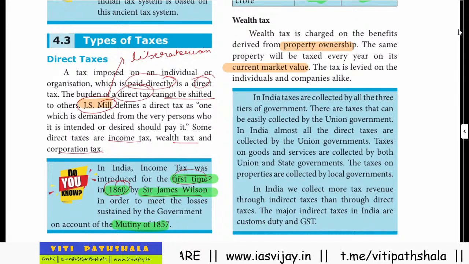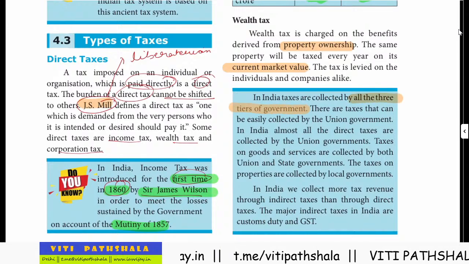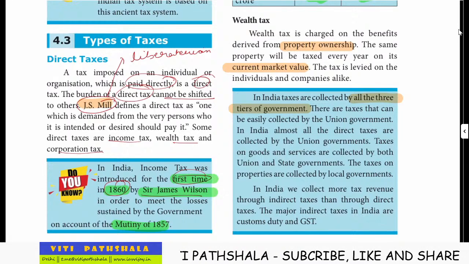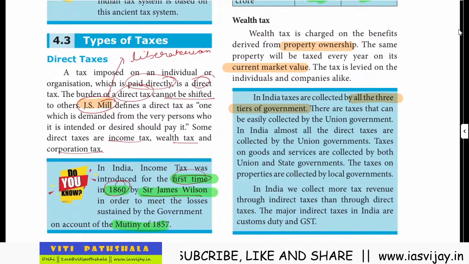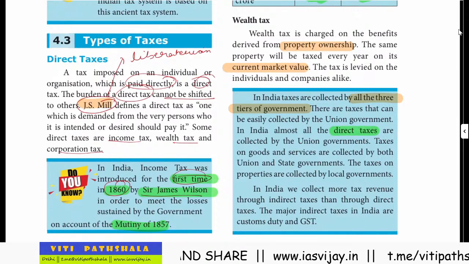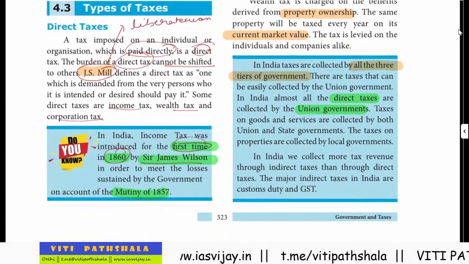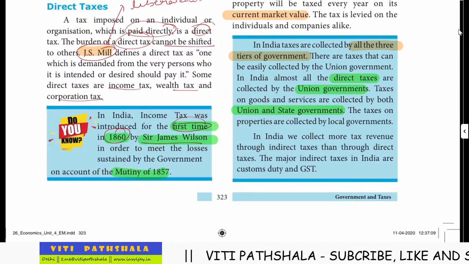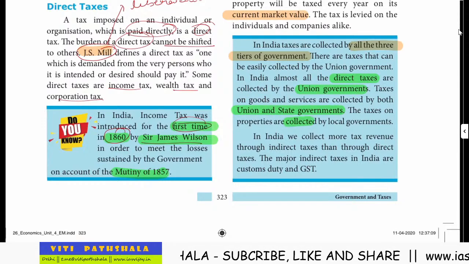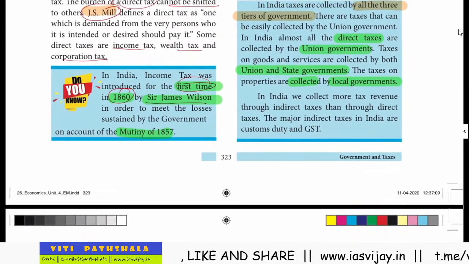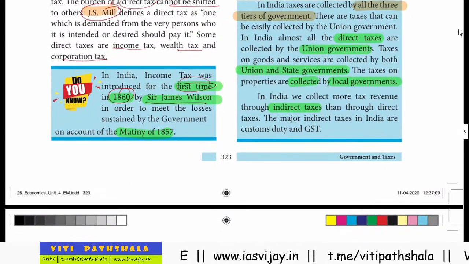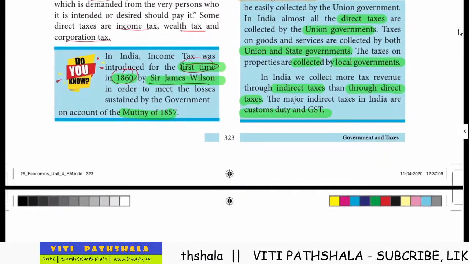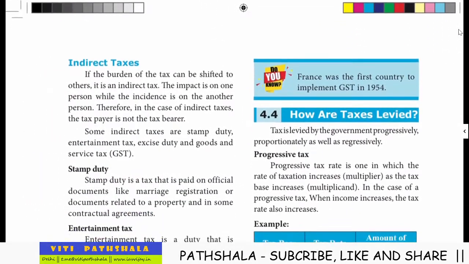Now in India, taxes are collected by all three tiers of the government. These are the taxes that can easily be collected by the union government. In India, almost all the direct taxes are collected by the union government. Taxes on goods and services are collected by both the union and the state governments. The taxes on properties are collected by the local governments. In India, we collect more tax revenue through indirect tax than through direct taxes. The major indirect taxes in India are the customs duty and the GST.